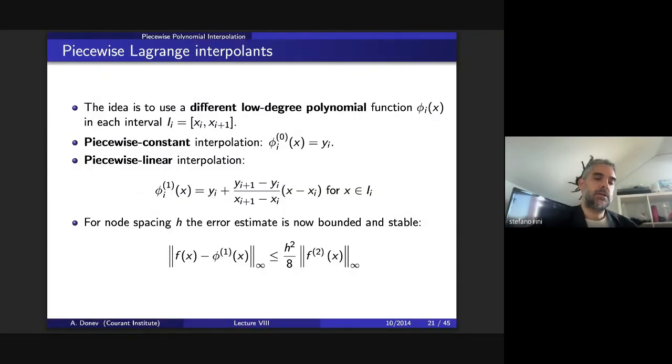Okay, so now this brings us to the piecewise Lagrangian interpolants. The idea is that we use different low degree polynomials in each of the intervals, and we set the intervals to be in between the nodes of our interpolation. First thing that we can do is just piecewise constant, right? So we can just say that we match the function value.